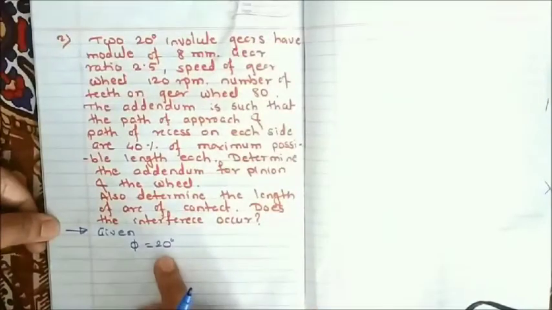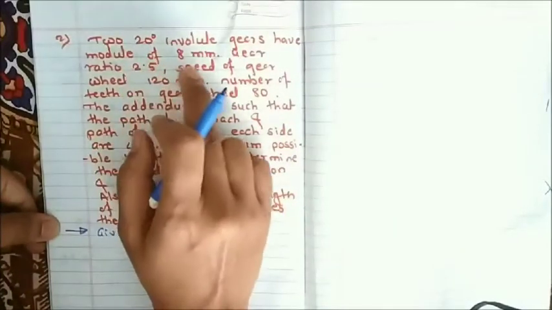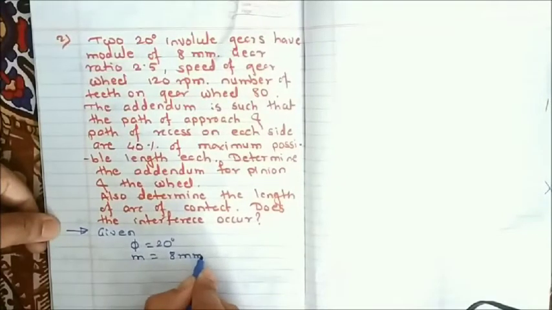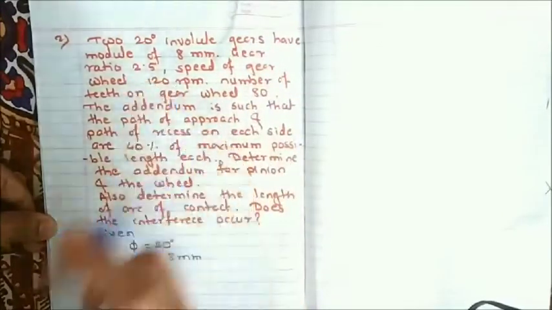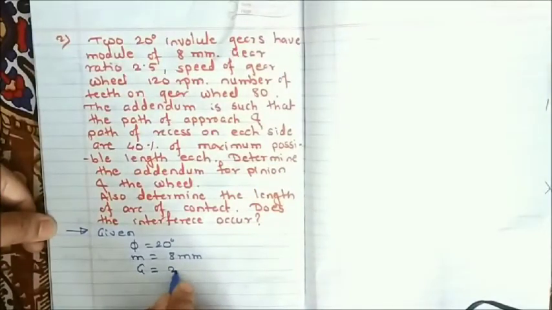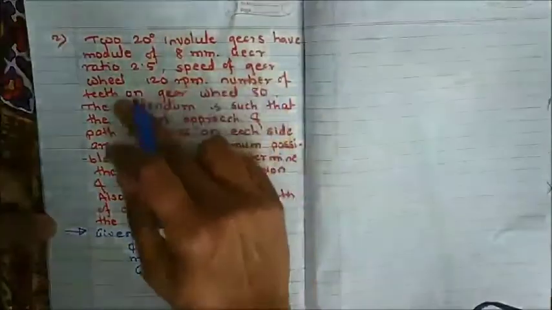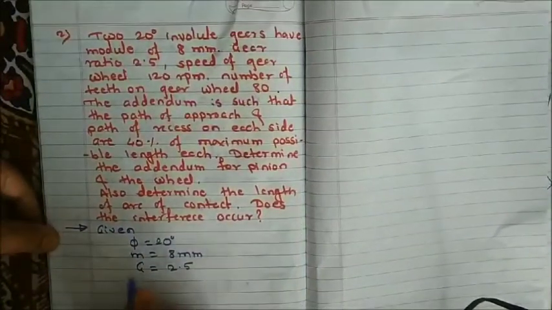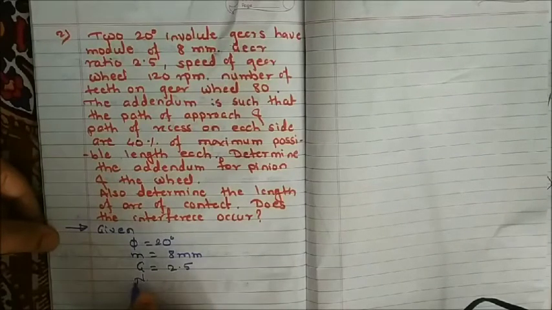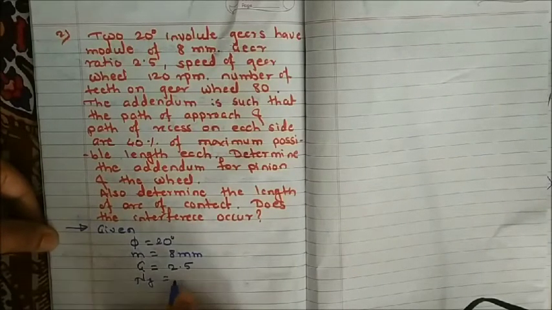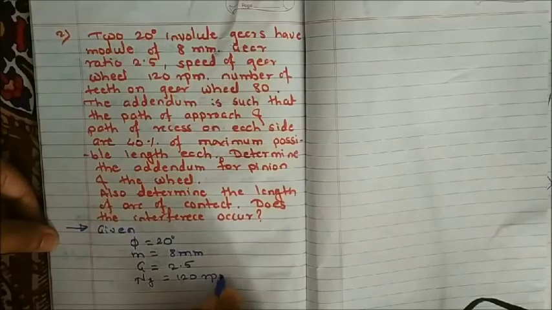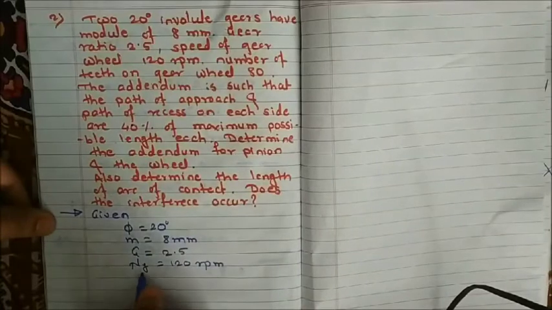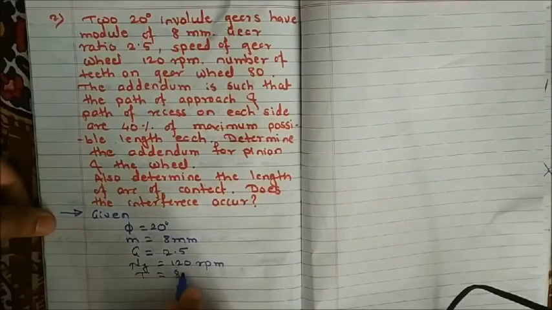So pressure angle phi is equal to 20 degree. Have module of 8 mm. So m is equal to 8 mm. Gear ratio is 2.5. G is also given, it is 2.5. The speed of gear wheel is 120 rpm. So speed of gear wheel is given. So let me write Ng is 120 rpm. The number of teeth on gear wheel is 80. So capital T is given, it is 80.